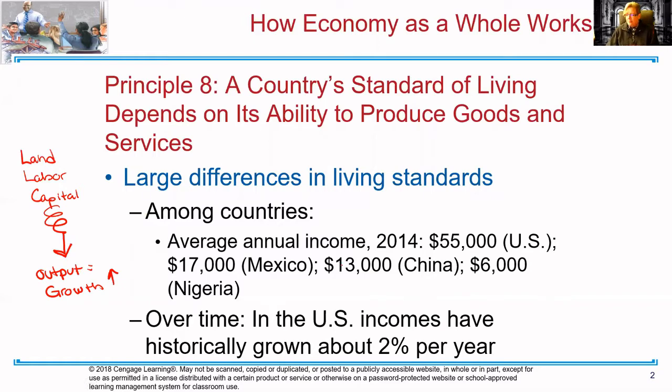Over time, U.S. incomes have grown about 2% per year. We want to be a little careful about saying incomes, because if incomes grow at 2%, but prices rise by 4%, then we're actually worse off by 2%. So these are some things we get into when we talk more about economic data.